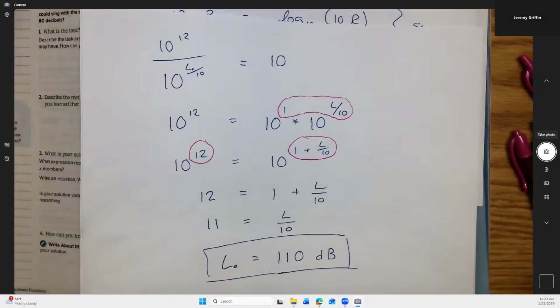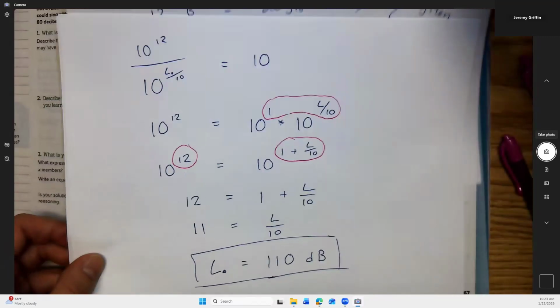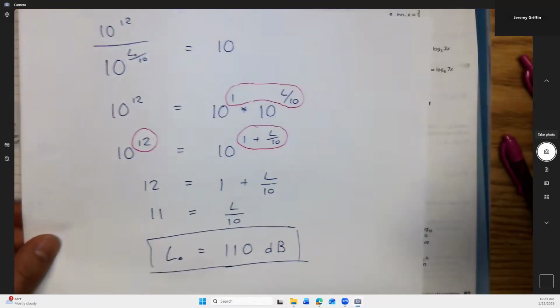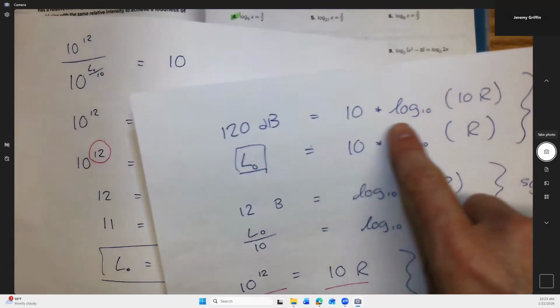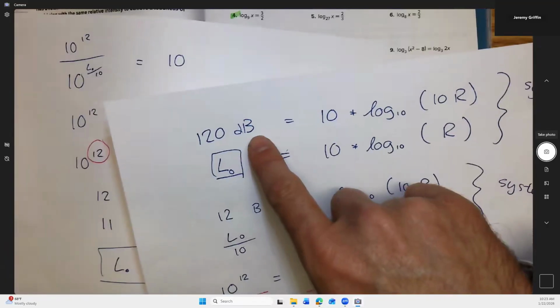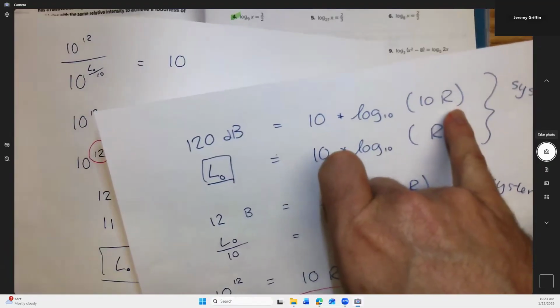Guys, I know that was a lot of little steps. Every single step was okay, but it was a kind of long process. So I'm going to recap the story. Go back to the beginning here. We were given this expression, loudness in decibels as a function of the relative intensity.